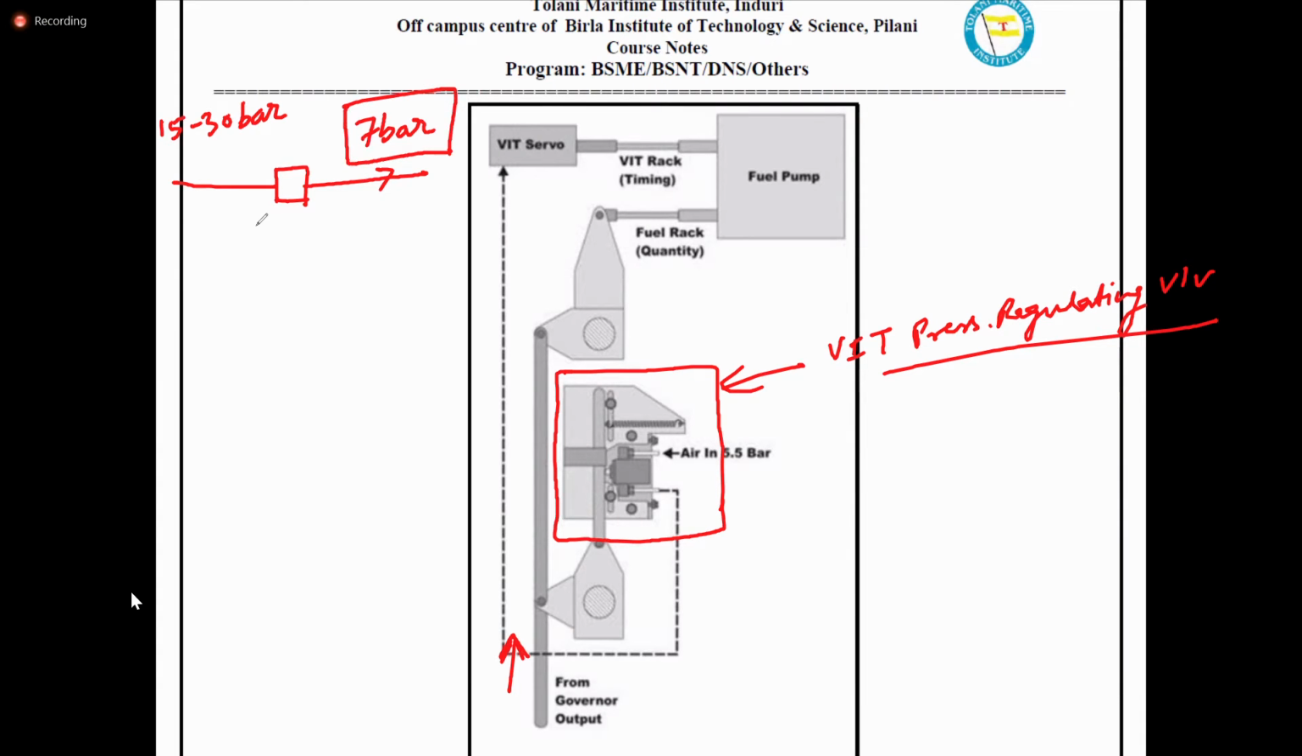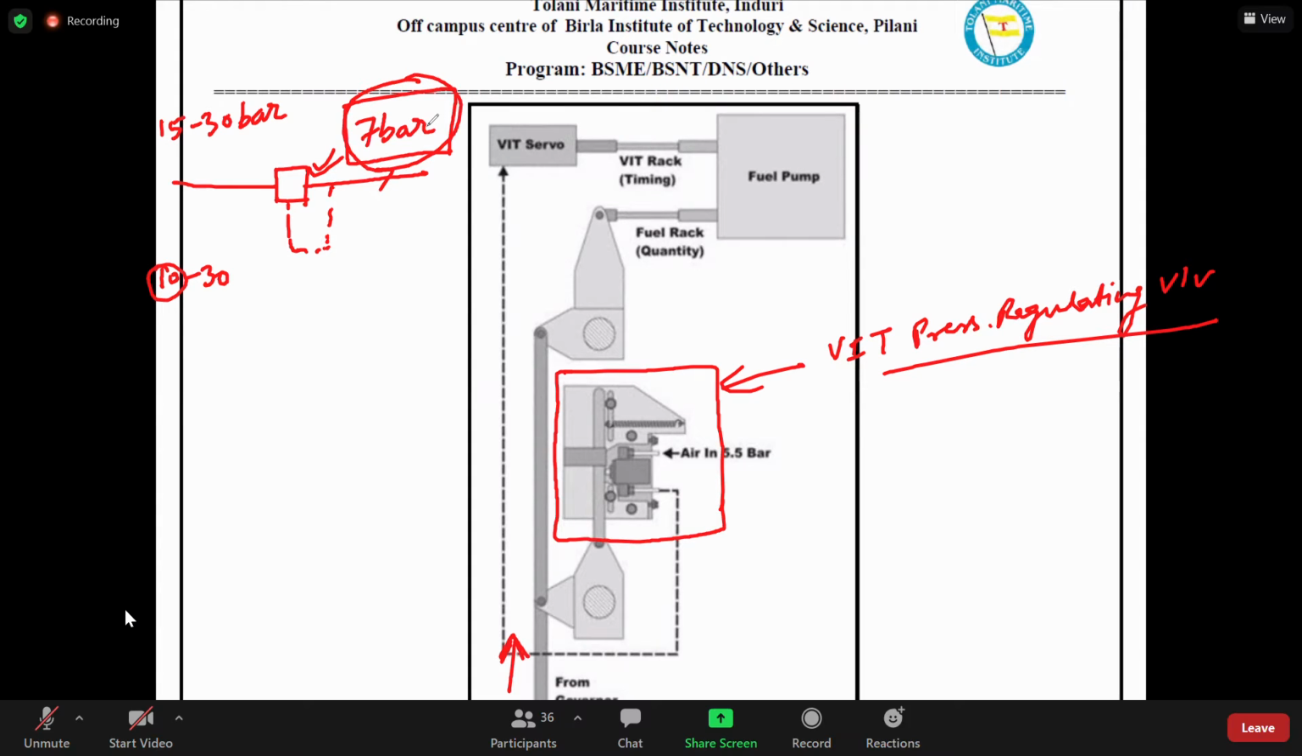So this pressure regulating valve has a system feedback mechanism where it can take feedback of the output pressure. And it will try to open or close the valve in such a way that always at output 7 bar pressure will be maintained. Even if it goes below 30 bar, 25 bar, 20 bar, 15 bar, and if the pressure regulating valve is designed to operate between 10 to 30 bar, 10 bar inlet also will be able to give you 7 bar outlet. That's how the pressure regulating valve actually works. Is that clear?